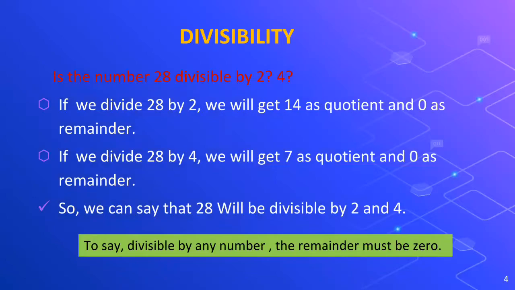That is, to say divisible by any number, the remainder must be 0. In both 28 by 2 and 28 by 4, we are getting the remainder 0. So, we are telling that 28 will be divisible by 2 and 4. That is, when we are saying divisible by any number, the remainder should be 0.